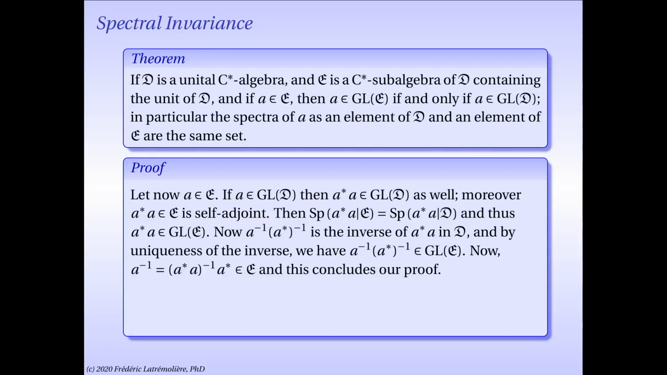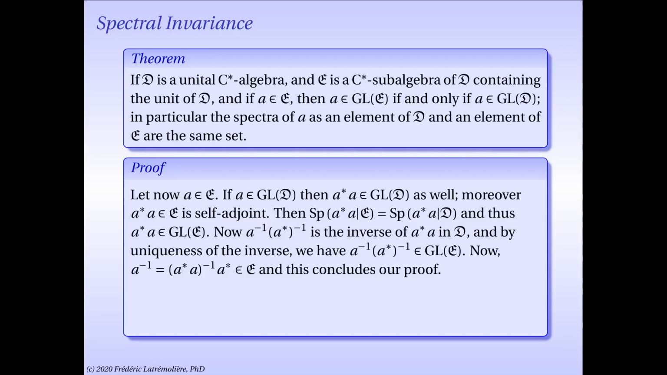So how do I actually prove that? Well, I do know that A inverse times the inverse of the adjoint of A is in E, and I also know that it's the inverse of A star A. So you can do a little calculation here, and you calculate that the inverse of A in D must be equal to the inverse of A star A, which is given by this expression, multiplied by A star.